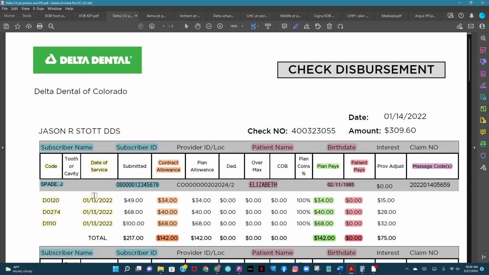Next thing we're going to look for is the date of service. As you can see here, looks like they were seen on 1/13 of 2022. And the codes, so this is going to be the services that were rendered. Looks like it was an exam, bite wings, and a cleaning.